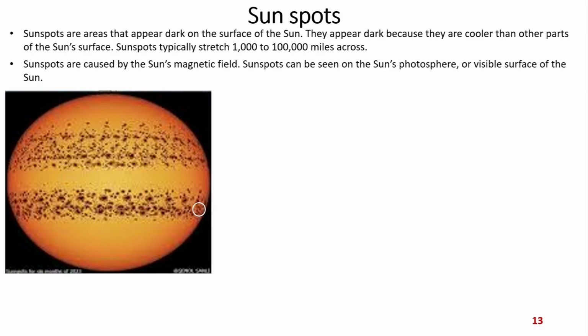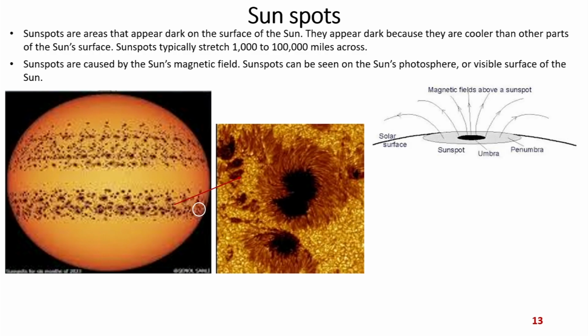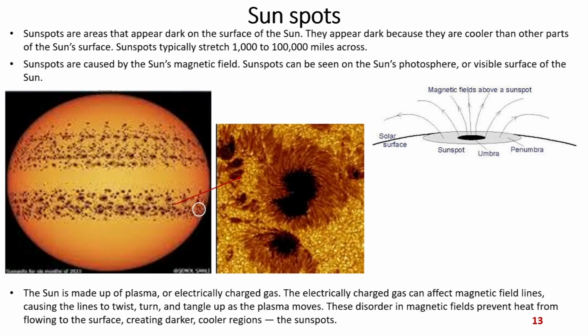You can see this is the picture or the image. You can see there are so many spots. If we zoom in on one spot, we get something like that. One spot is very dark and surrounded by a lesser dark space. The darker space is called the umbra, and the surrounding place is called the penumbra. Then you can see magnetic field lines coming out of the dark spot, and these magnetic field lines end at the nearest sunspot.